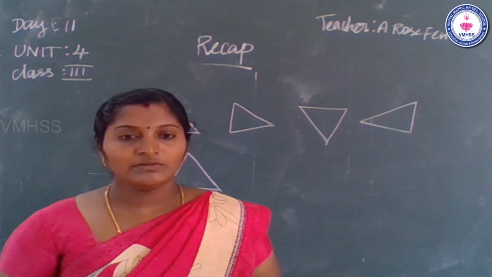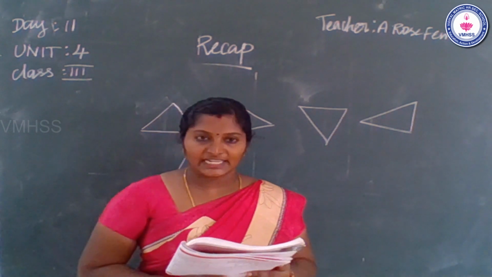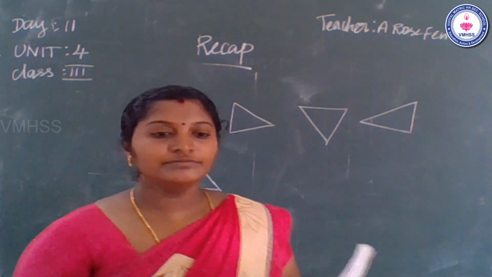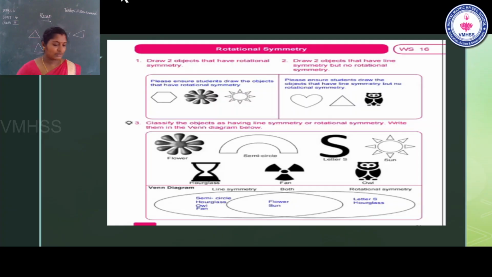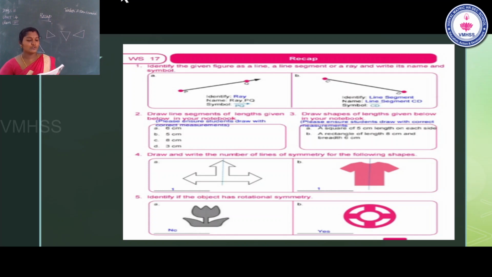Now we go to the recap. See the slide. First picture is a ray. Name: ray PQ, symbol PQ with a ray. The second one, identify this: name, line segment CD. Line segment CD, symbol CD.